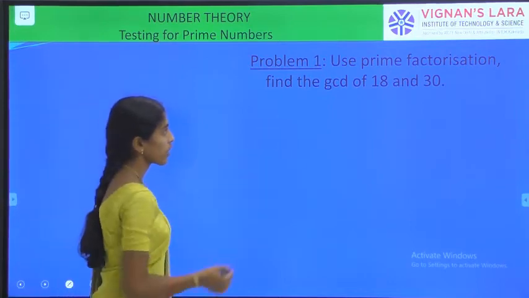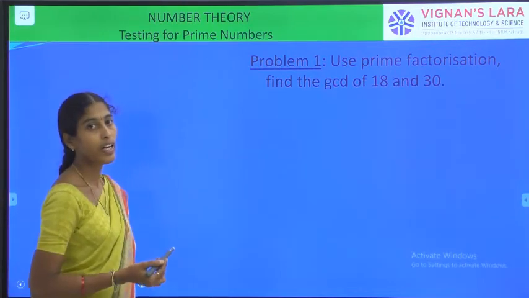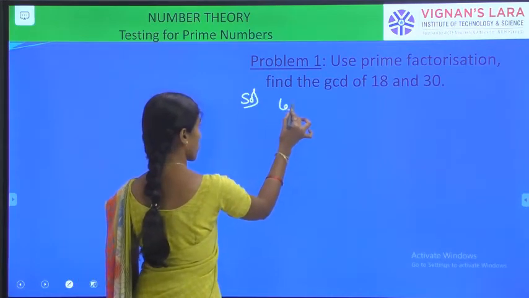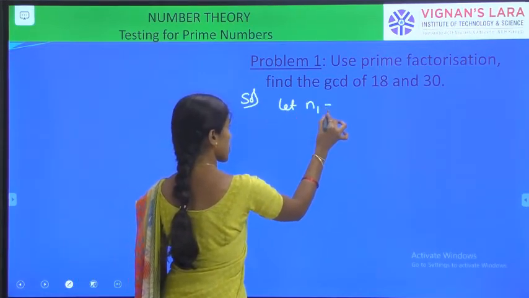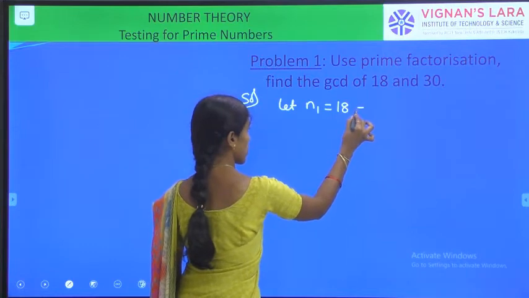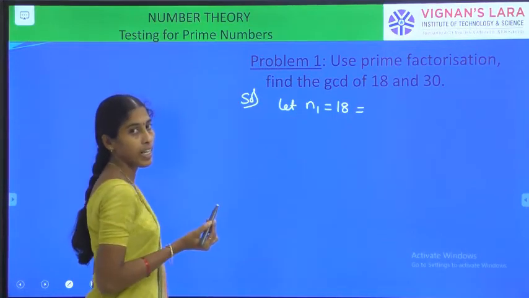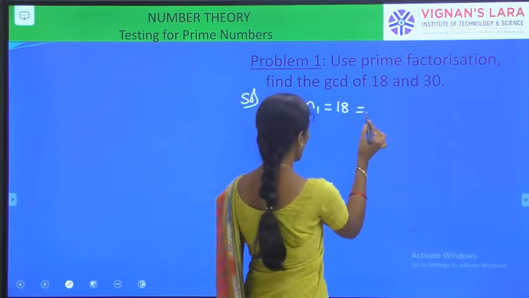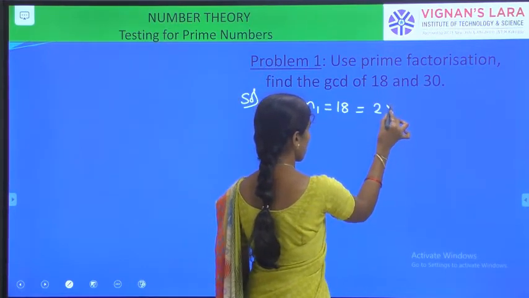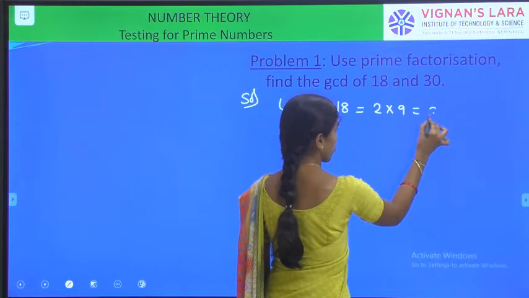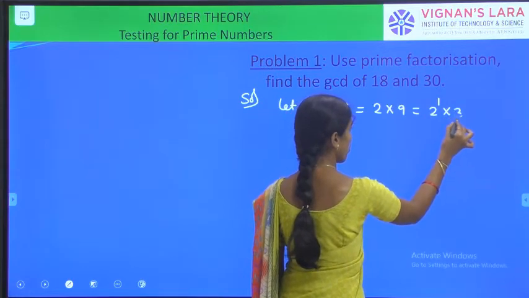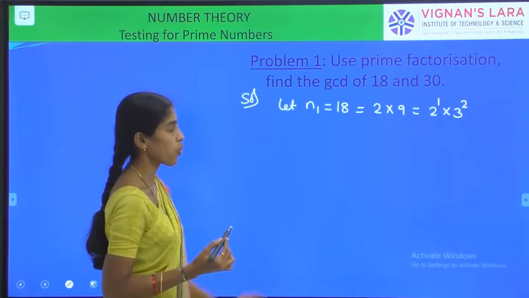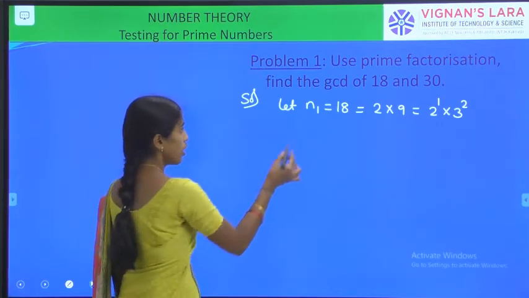Using prime factorization, find the GCD of 18 and 30. So let n1 is equal to 18. Because it is a small number, we can write directly the product of prime numbers. Express it: 2 into 9. So 2 to the power 1 into 9, which is 3 square. So we express 18 as a product of prime numbers.